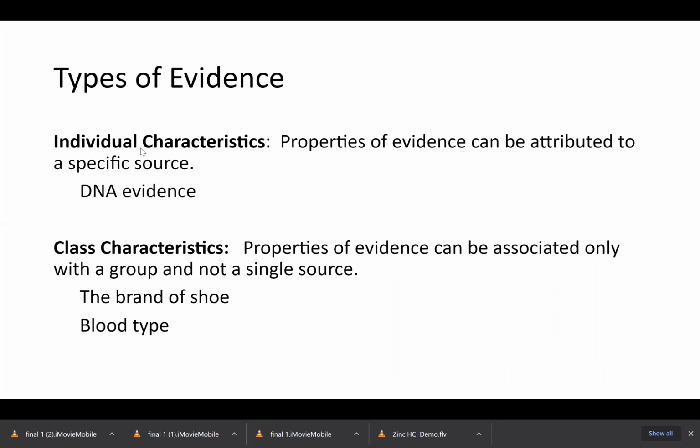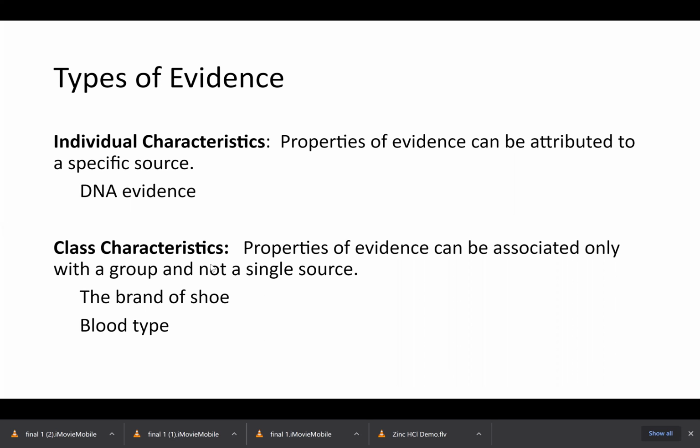So, like we said, there's individual characteristics, which are properties of evidence that can be attributed to a specific source. DNA is pretty much an individual characteristic, I guess, mostly, right? Identical twins will have the same DNA, but the probability that your DNA would match another person's DNA, if you have enough sites that you're looking at, is like 1 in a trillion or something like that.